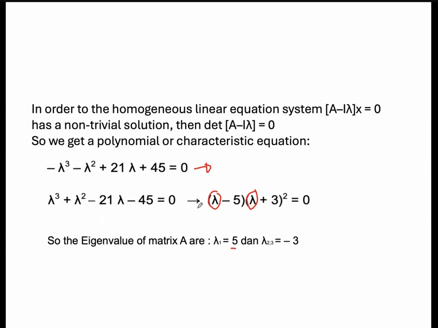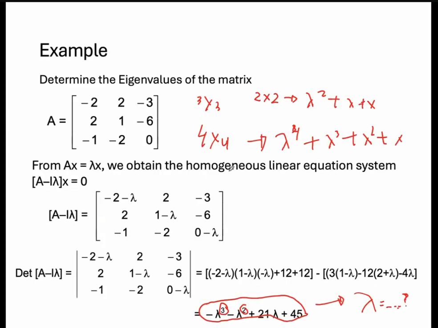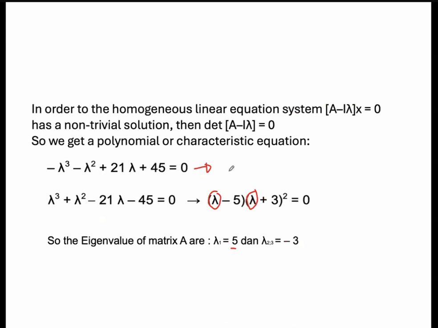So this is an example to determine the eigenvalue of a matrix. The eigenvalue is the value that results in a proportional matrix if we multiply the eigenvalue with the matrix. So, any questions from my explanation?